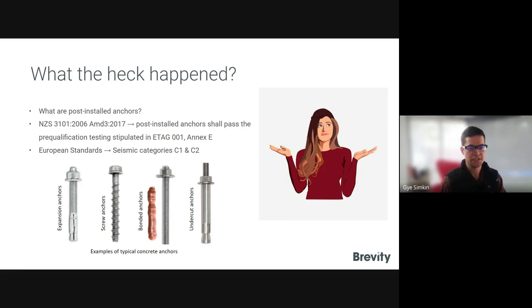So the New Zealand Concrete Standard 3101 went through some recent changes, where post-installed anchors shall now pass a European test called ETAG 001 Annex E. It gets into all sorts of fun different codes there, and I won't go down the rabbit hole too far today. But it's clear that concrete anchors now must meet these testing stipulated by the European codes.